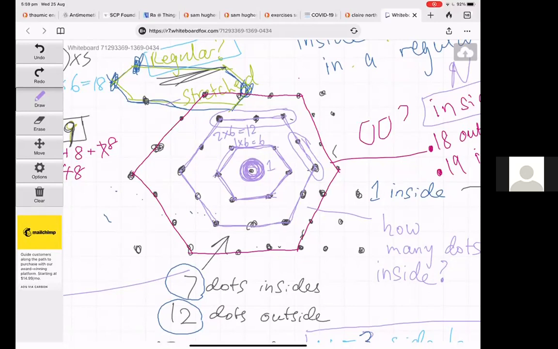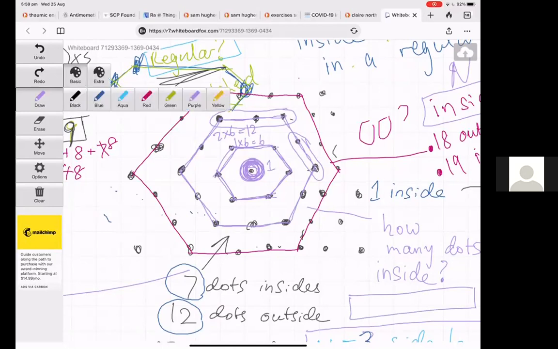So then how many dots are on the inside altogether? Yeah, all together. Let's see. So there's 12 on this hexagon, there's 6 on this hexagon, and there's 1 in the middle.